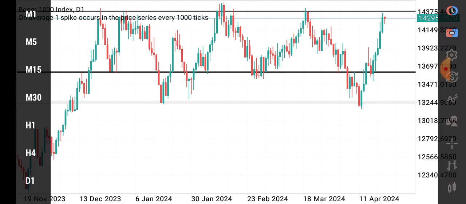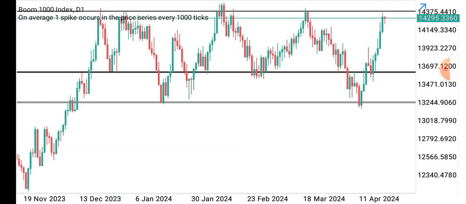Looks like a key level. I can see some buy and sell activity: market sold from here, market bought from here, bought from here, bought from here, bought from here, and sold from here, bought from here. So this looks like a good key level to be considered in the market.